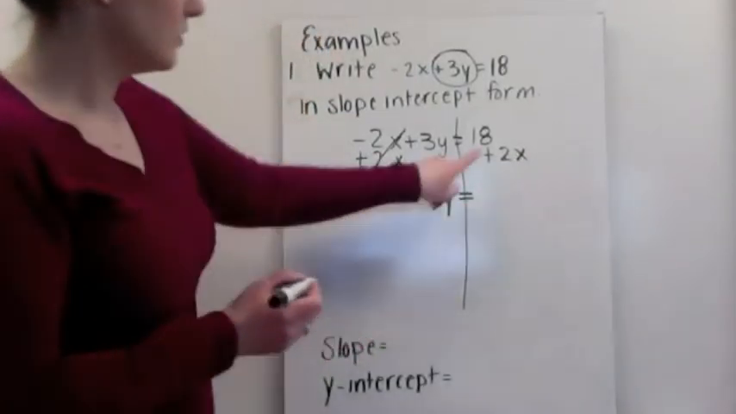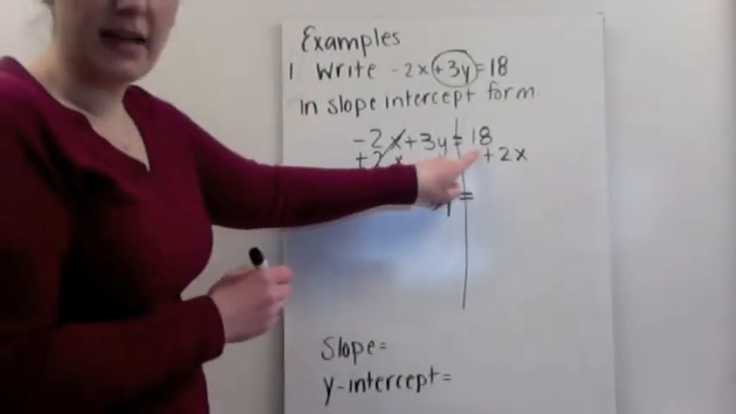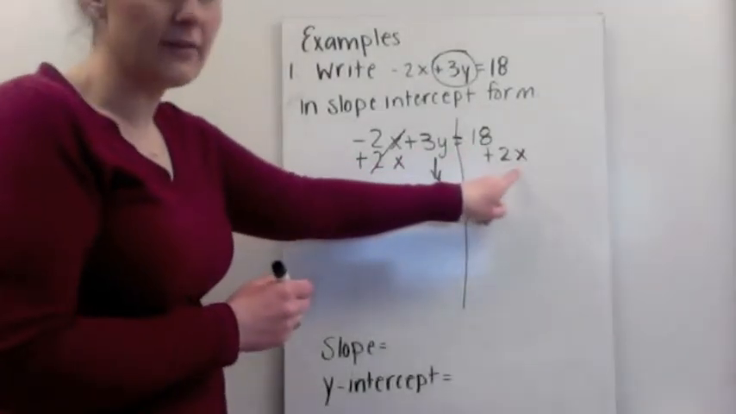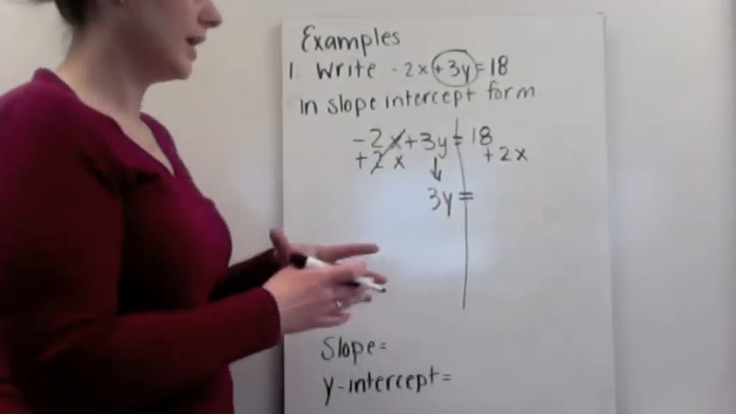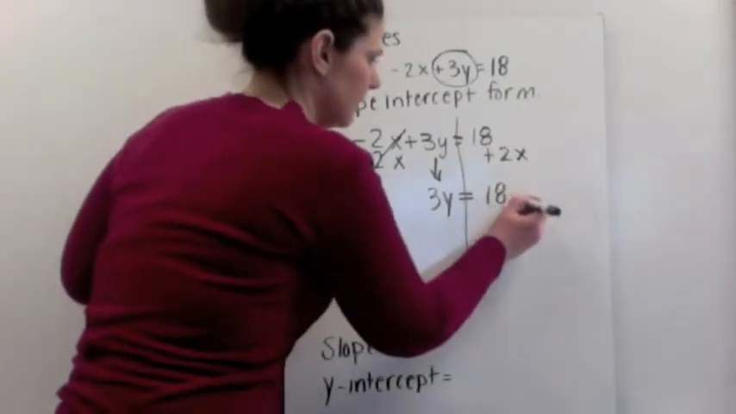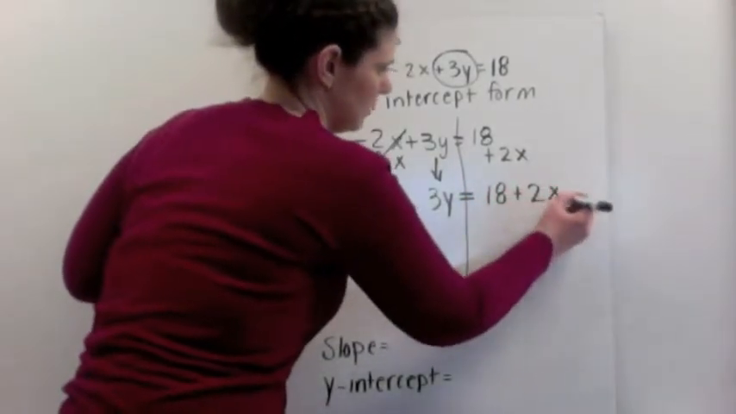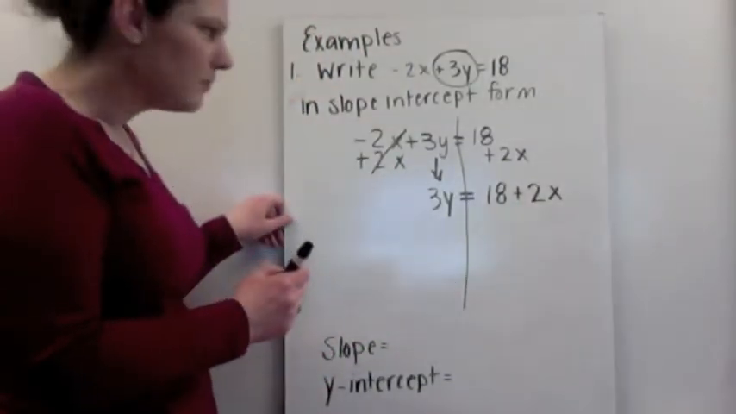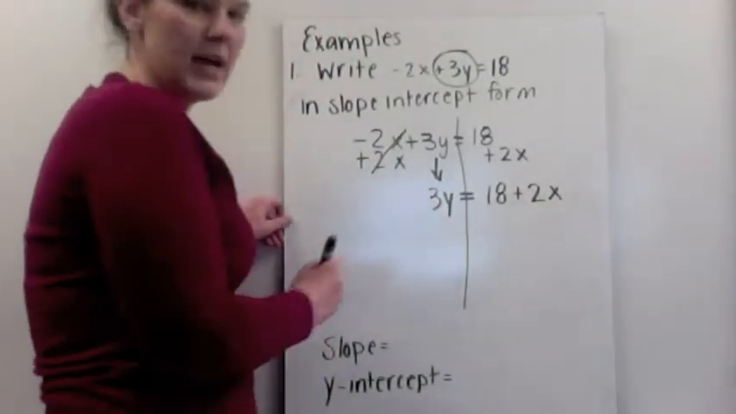On this side, we have to watch. 18 does not have a variable. 2x does have a variable. They're not like terms. We can't combine them. So we just rewrite this as 18 plus 2x. Okay? Now we have 3 times y.